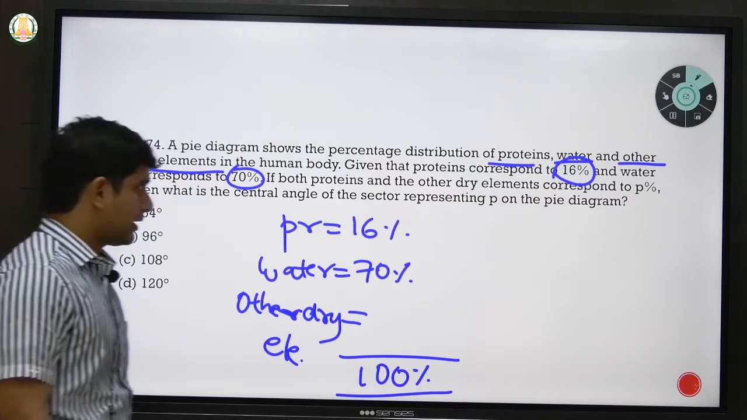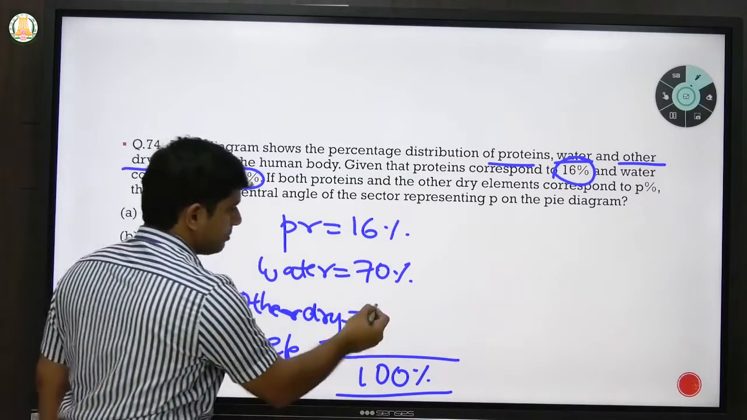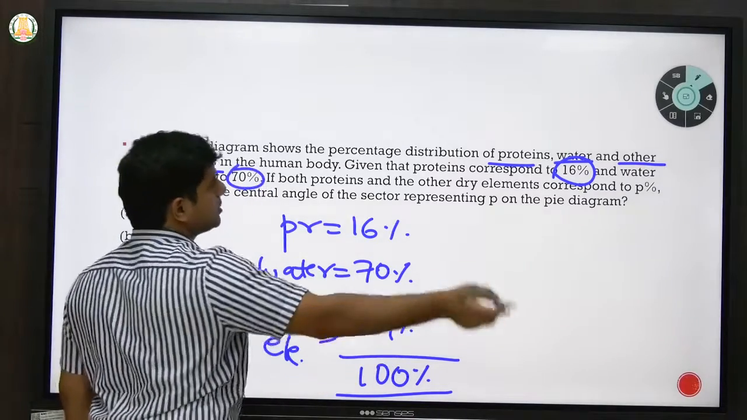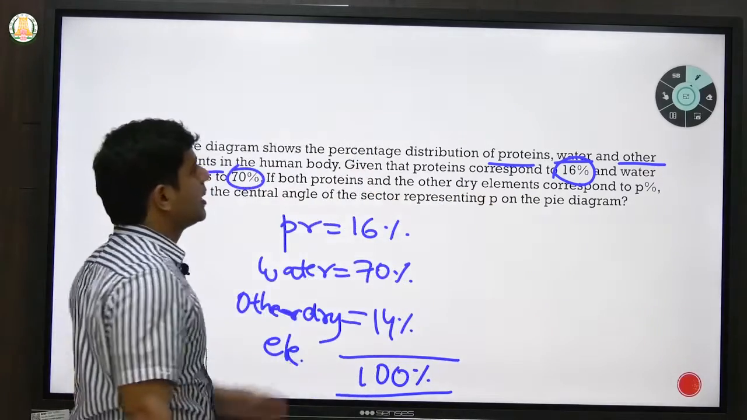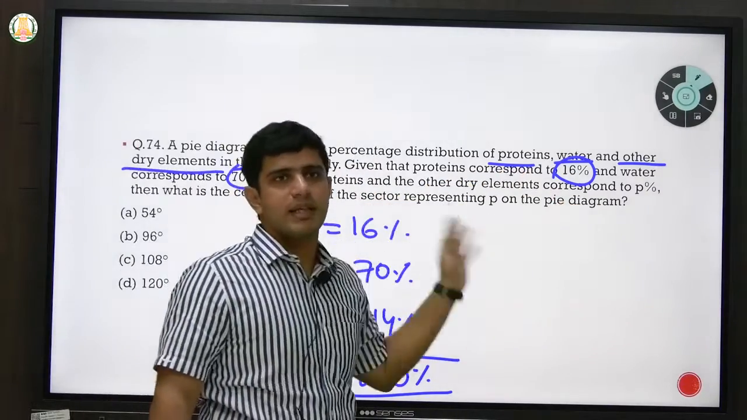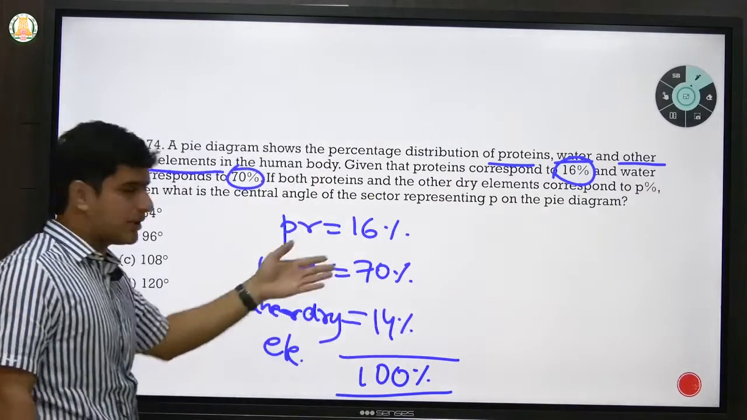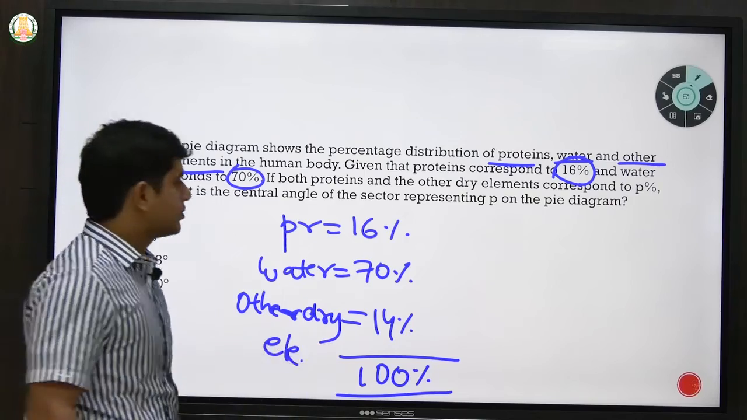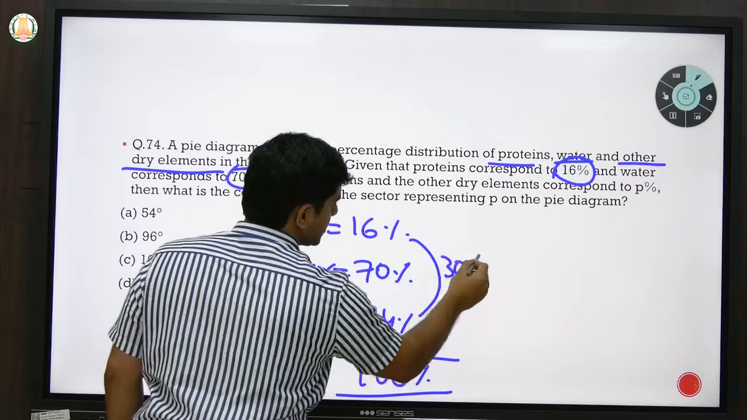Yeah, that will do. That also you can do directly, but if you do it like this, you'll get 14%. But as I said, if both proteins and other dry elements correspond to P%, meaning if you just remove water from the entire thing, you'll get proteins and other dry elements. This way also you can get it. This is just for your clarity. So proteins plus other dry elements combined is 30%.